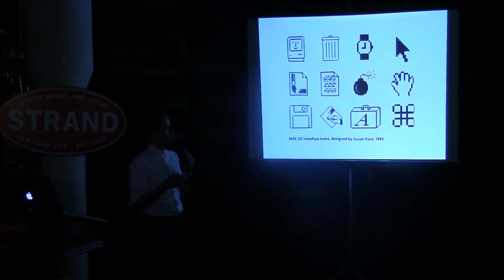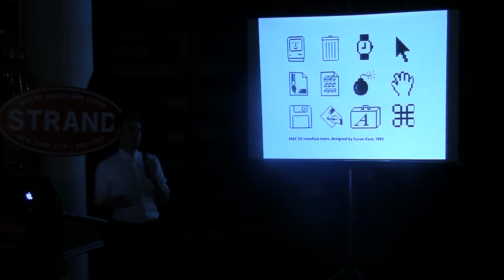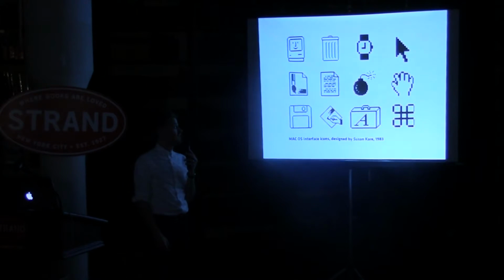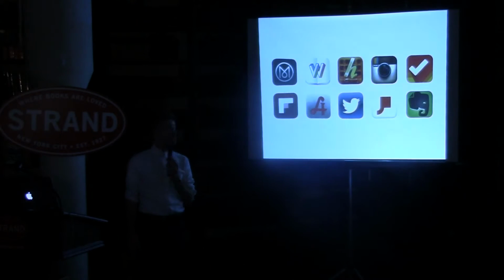So I'm not exactly sure why a suitcase becomes a type collection, but a trash can for throwing away your documents makes sense, and a watch for waiting time also makes sense. But now, our icons look like these.